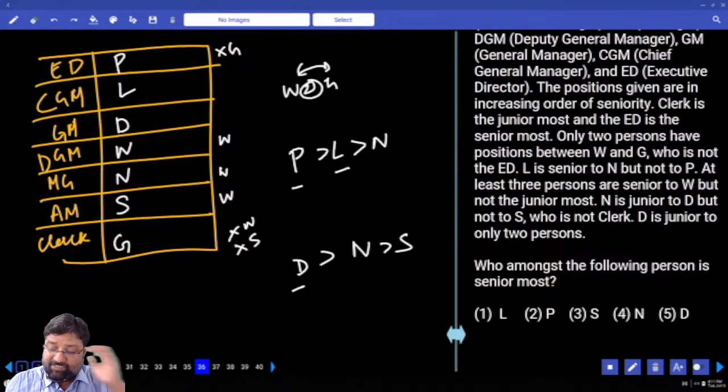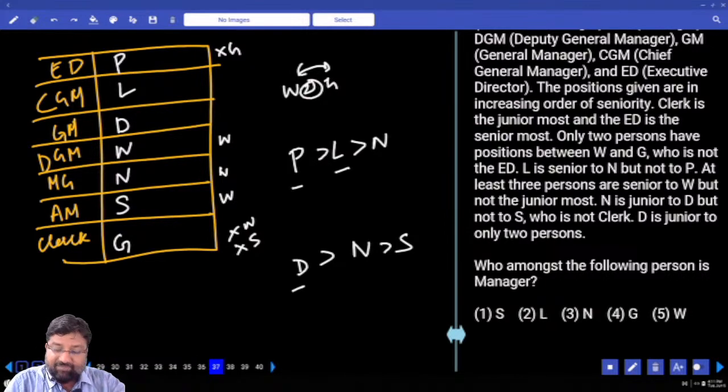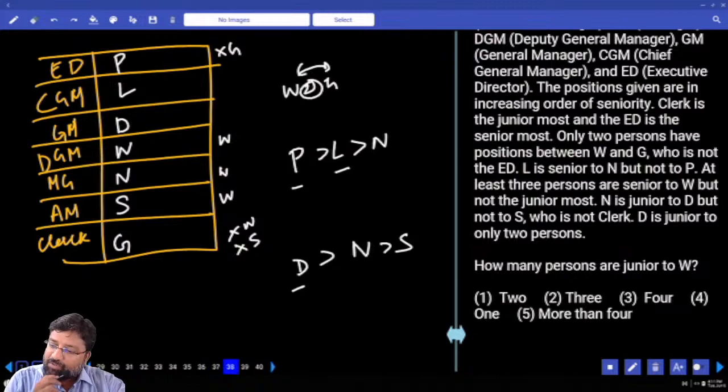Who amongst the following persons is the senior most? Who is the senior most? 37. Who amongst the following persons is the manager? N. How many persons are junior to W? After W, how many do you see?